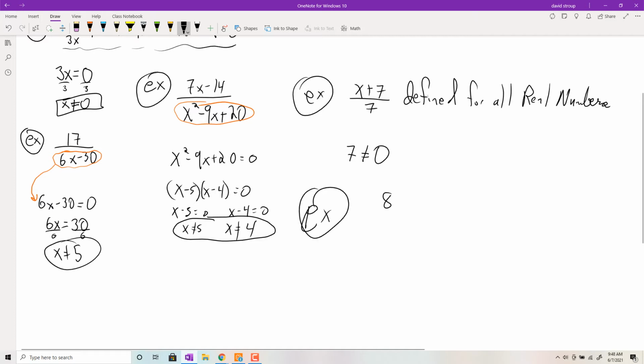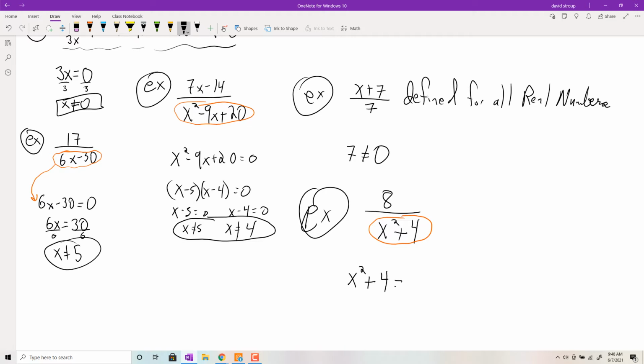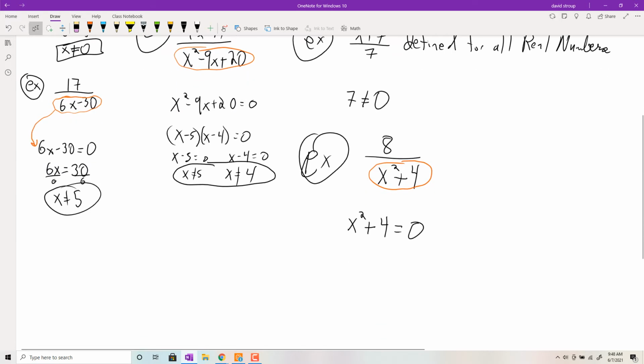It's another kind of weird one. Okay, so the issue with this is that the denominator can't be 0. It's a prime binomial. If you tried to factor it, you won't be able to, right? If it was x squared minus 4, we could get x is 2 and x is negative 2, but here it's not going to work, right? And you can see that more clearly if you move the 4 to the other side.